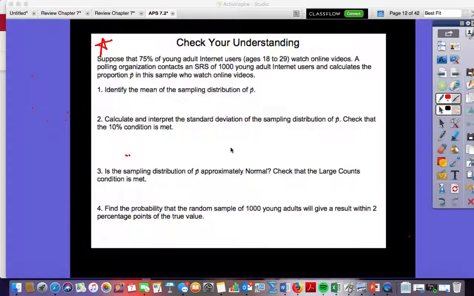AP Stats, this is our review for today. Just heads up, we're on Check Your Understanding 7.2, and we're about ready to go over it here in a second. Y'all have 3 minutes left. Or 2 minutes left, my fault. 2 minutes left. Just get down as much as you possibly can.